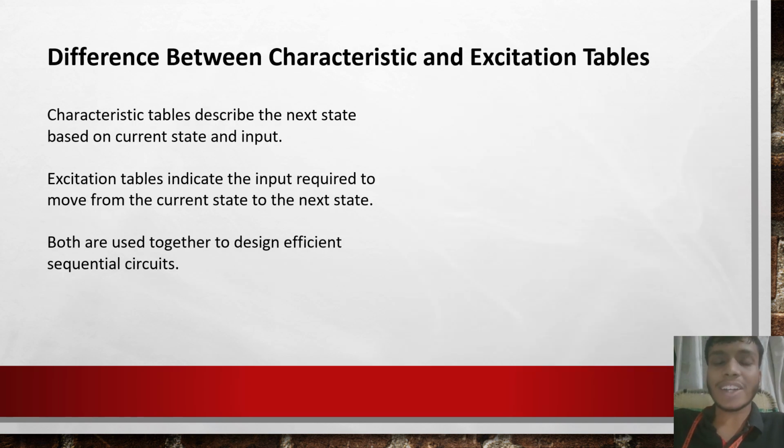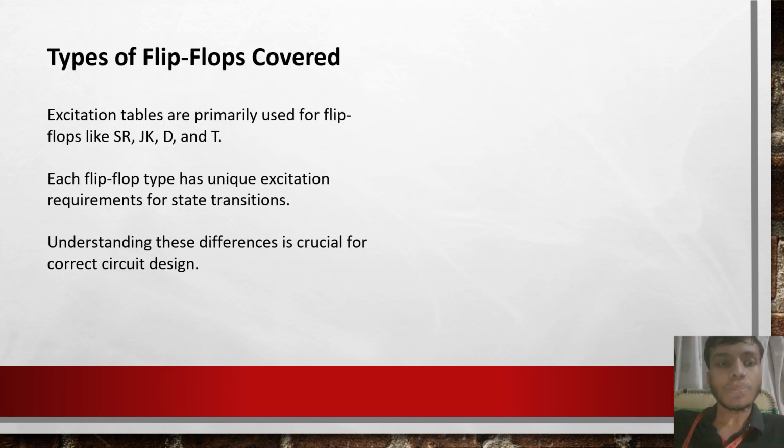Difference between characteristic and excitation tables. Characteristic tables describe the next state based on the current state and input. Excitation tables indicate the input required to move from the current state to the next state. Both are used together to design sequential circuits.